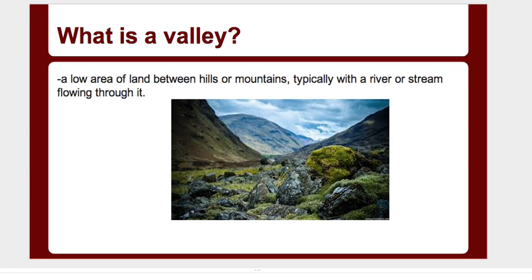A valley is a low area of land between hills or mountains, and it usually has a river or a stream flowing through it. There's so many fun activities you could do if you included an example of a valley in your map.